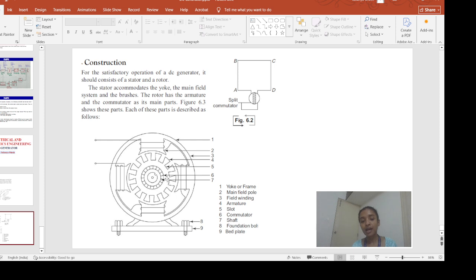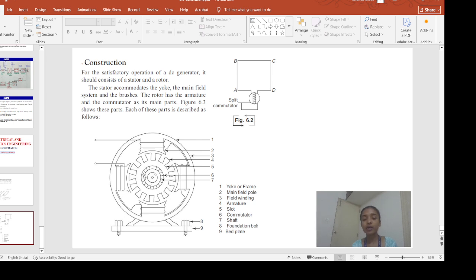So, since we have these slots at the outer edge of the armature core, and this armature is continuously rotating, right? When this rotating armature is placed inside a constant or stationary magnetic field, what will happen? It will continuously cut the stationary magnetic field. As a result, as per Faraday's law of electromagnetic induction, some EMF will get induced in the armature winding, which is alternating in nature.